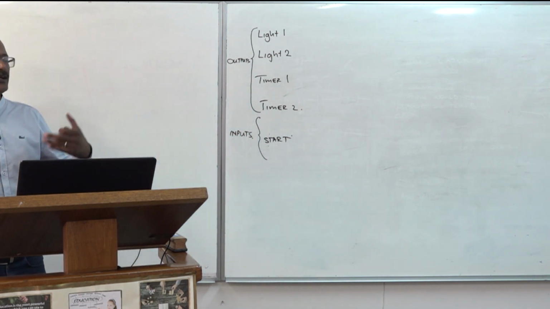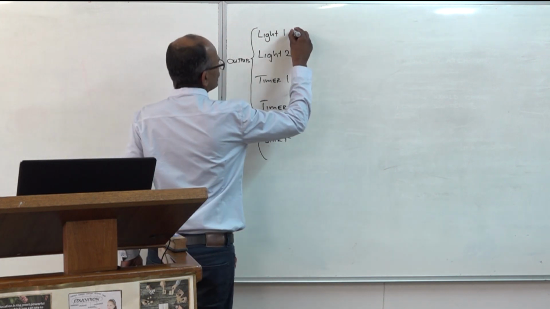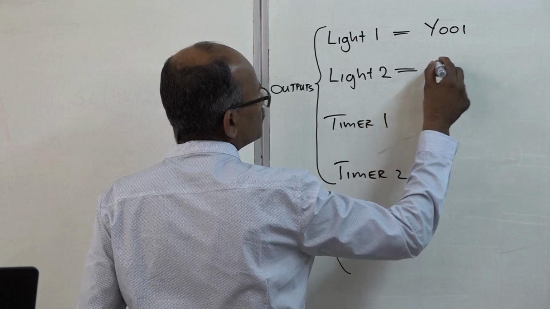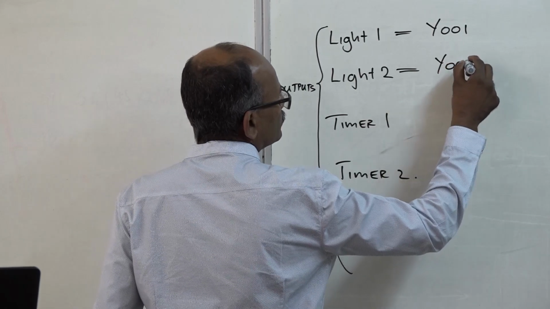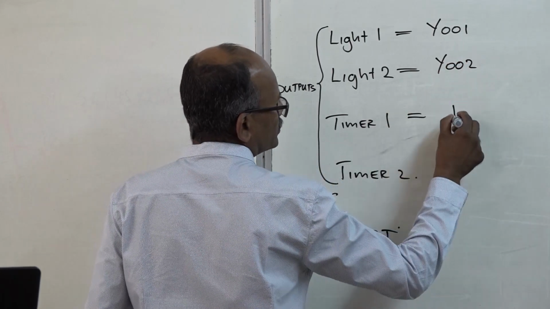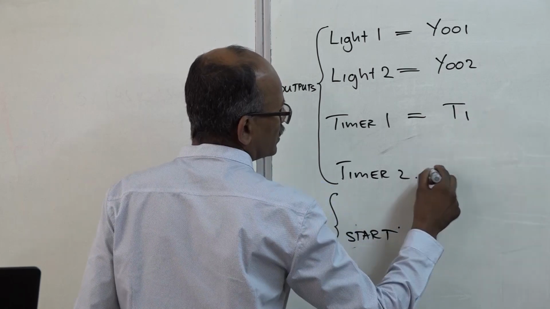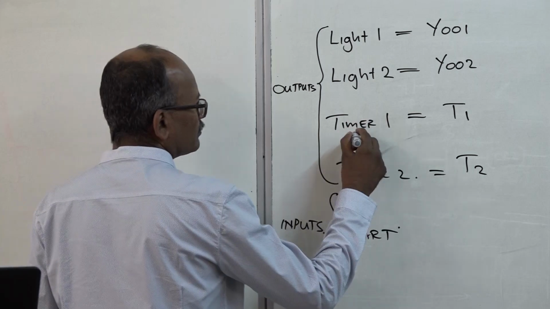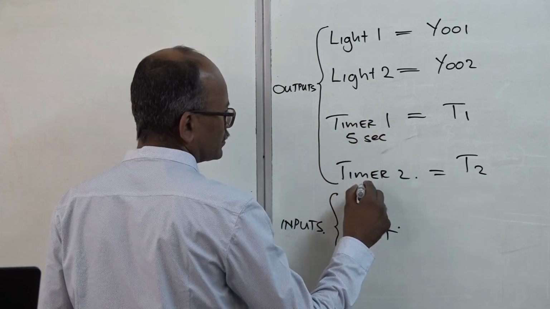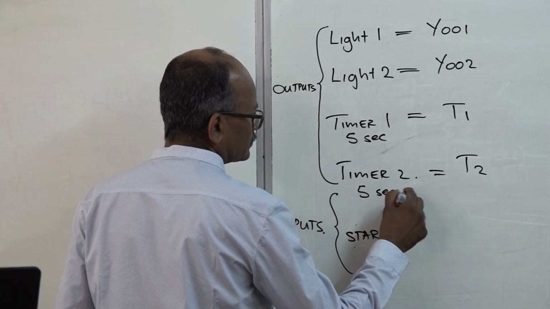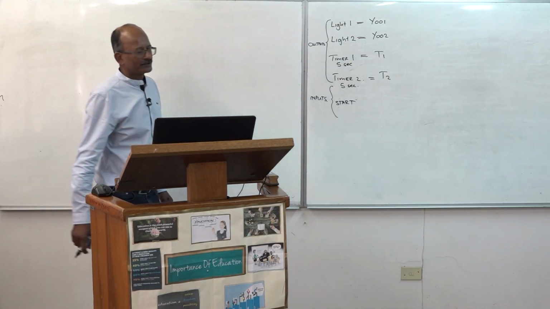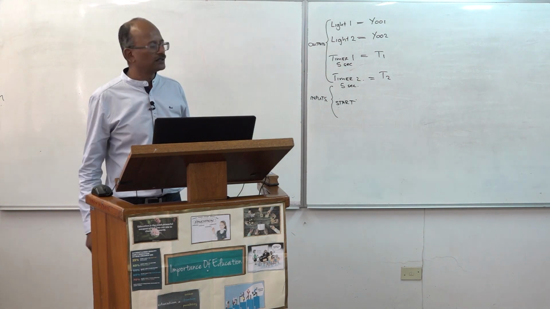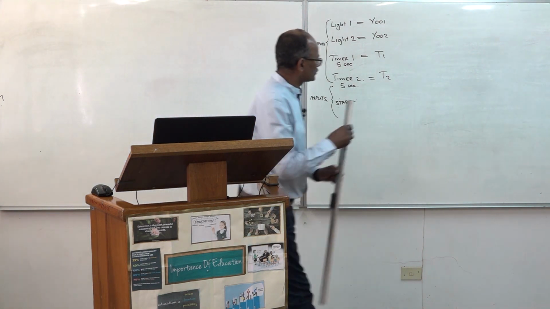Okay, we then said you give them addresses. So light 1, I could say, is Y001. Light 2, Y002. For timers, we're just going to call them T, so that's T1, and that's T2. And remember, both timers are 5 seconds. Okay, so when the start button is pressed, I want light 1 to come on. So let's draw the circuit.